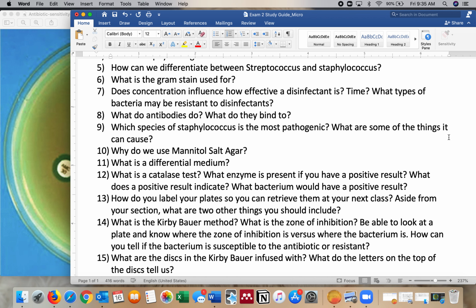And then 6 kind of factors into that. What is the gram stain used for? What will the gram stain show us? Okay, and we've been doing that for almost the entire semester. I think it was lab 3 that we did a gram stain.